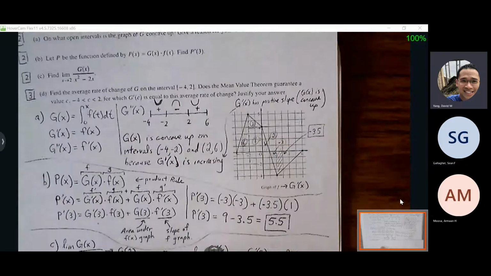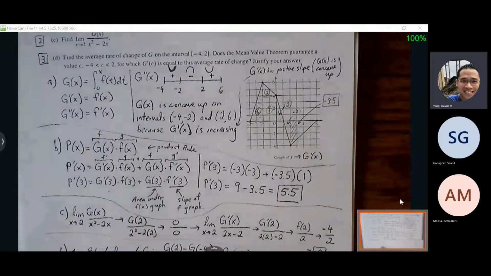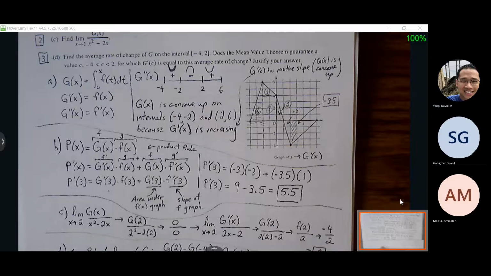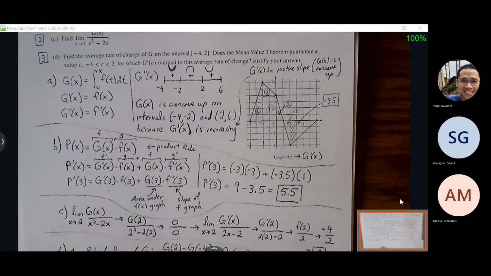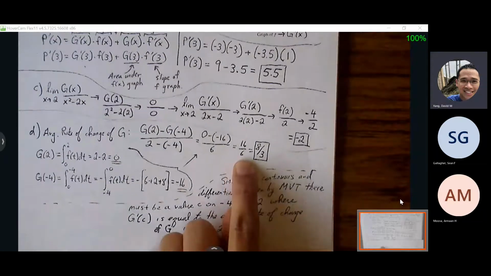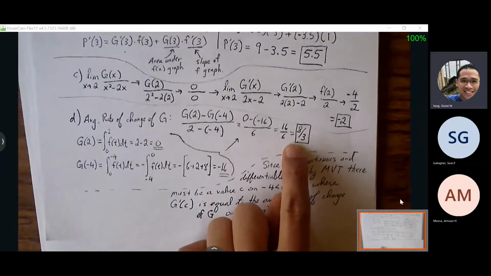Okay, the next part says, does the mean value theorem guarantee a value between -4 and 2 for which g prime is equal to this average rate of change? Average rate of change, that's the slope. Can we guarantee that slope with the mean value theorem?